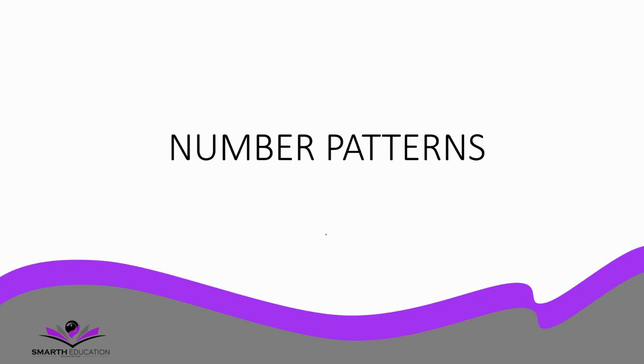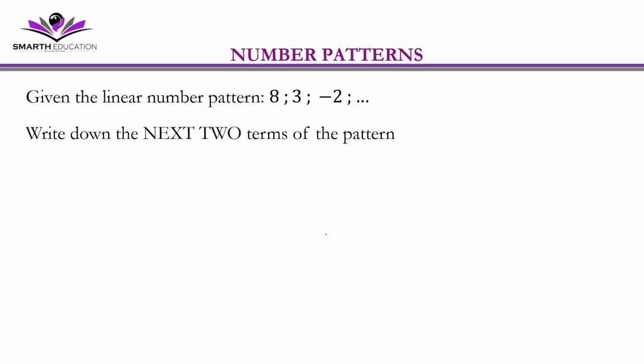Hello, smart mathematicians. Let's do question 111. Given the linear number pattern 8, 3, negative 2, it goes on like that. Write down the next two terms of the pattern.